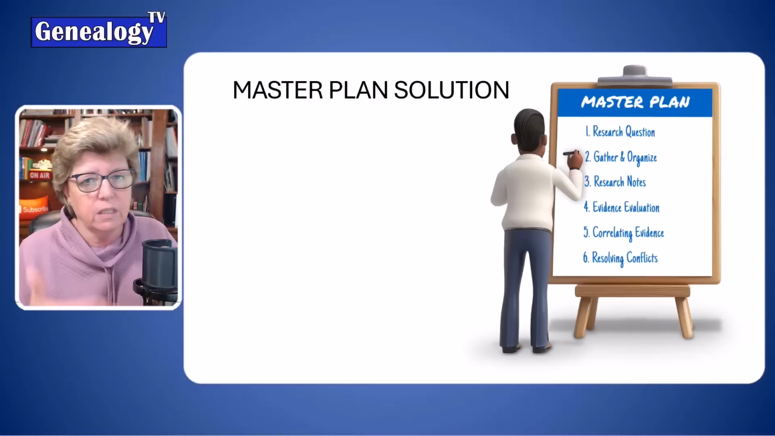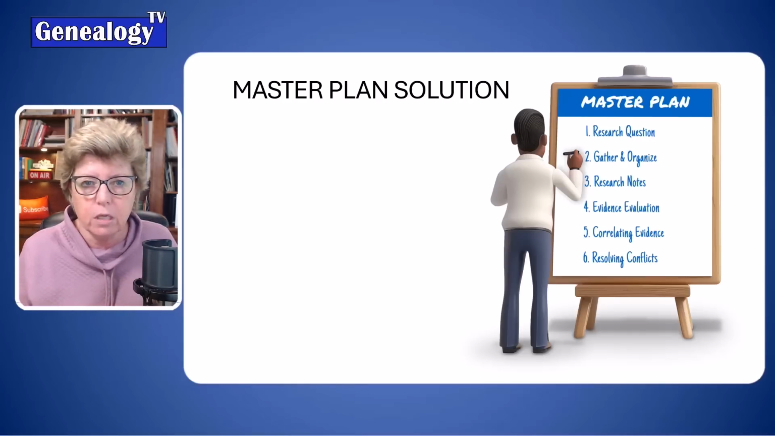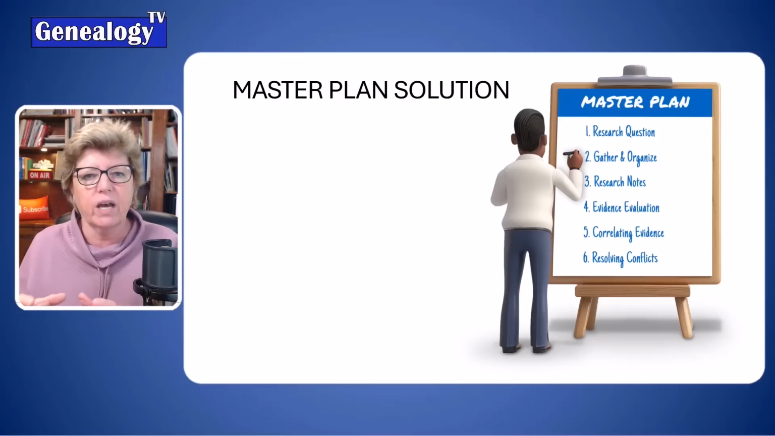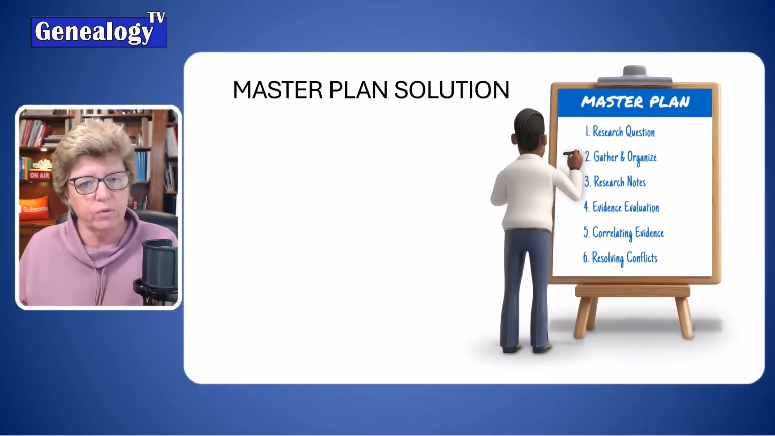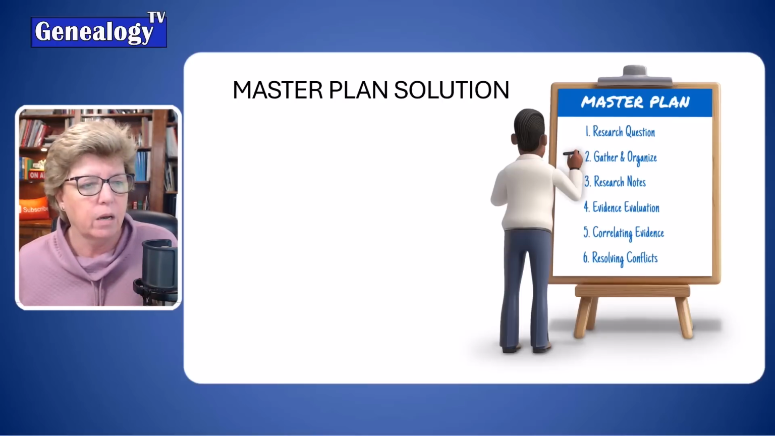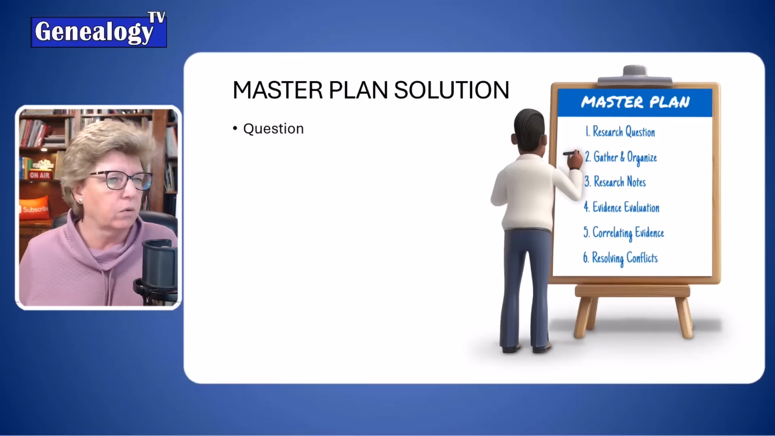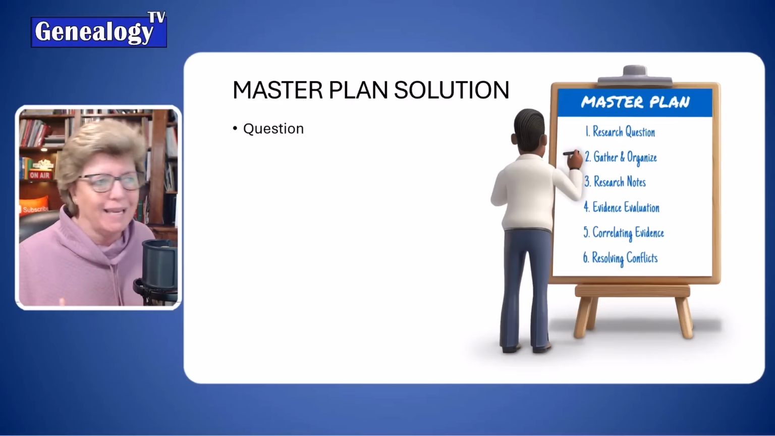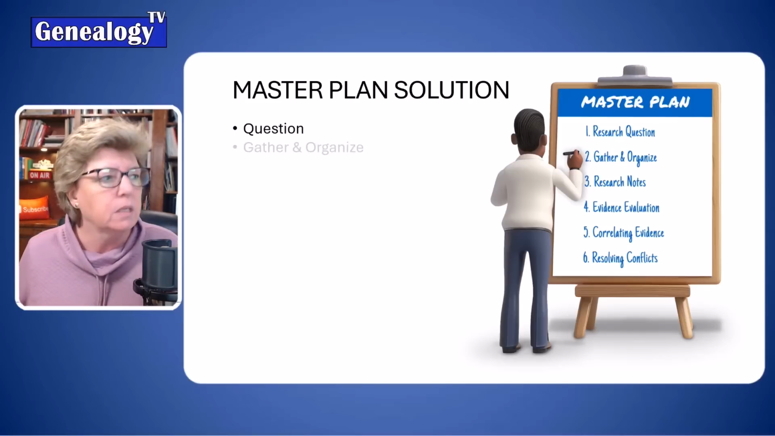What is it? Is it an index? Is it a copy? Is it a clerk's copy? Is it a photograph? What is it? So we're evaluating it for its merits so that we can help prove or disprove how accurate this document may be. Then we're correlating multiple documents, and then we're resolving conflicts. So it always starts with a research question. So this is my master plan kind of beefed up a little bit.